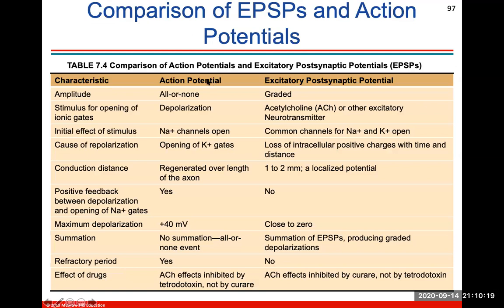This is a comparison of EPSPs, the excitatory postsynaptic potential, and an action potential. Another word for EPSPs is just a graded potential versus an action potential. Knowing the general differences between the two is important. Basically, a graded potential has to do with neurotransmitters, and the stimulus for opening an action potential is depolarization. Graded potentials are localized, and the action potential will be regenerated over the entire axon.